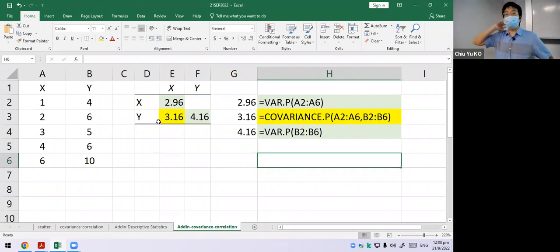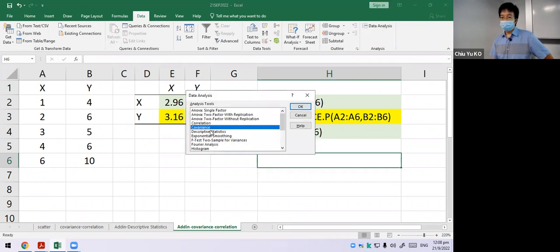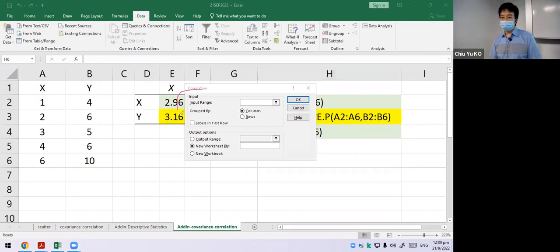If okay, we go to the very last thing, the correlation table, or what we sometimes call the correlation matrix. Just the same, go to Data Analysis and choose Correlation. Again, this is a two-part table: the upper part is the input, and the bottom part is the output.